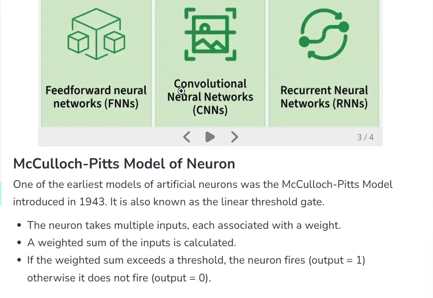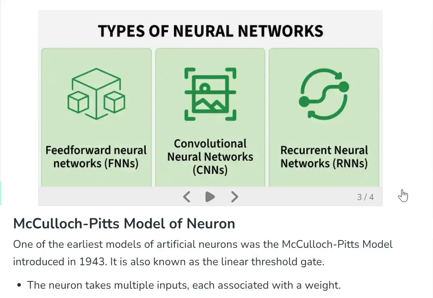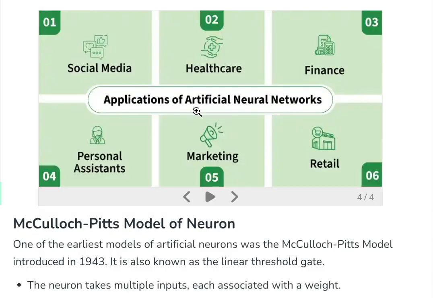So, types of neural networks: perceptrons and feed forward neural networks. Feed forward neural network is an old technology. Convolutional neural network, CNN, is used for image processing, and recurrent neural network stores memory and gives access to it. Artificial neural networks are used in social media, healthcare, finance, personal assistants, marketing, retail, chatbots, and all over.